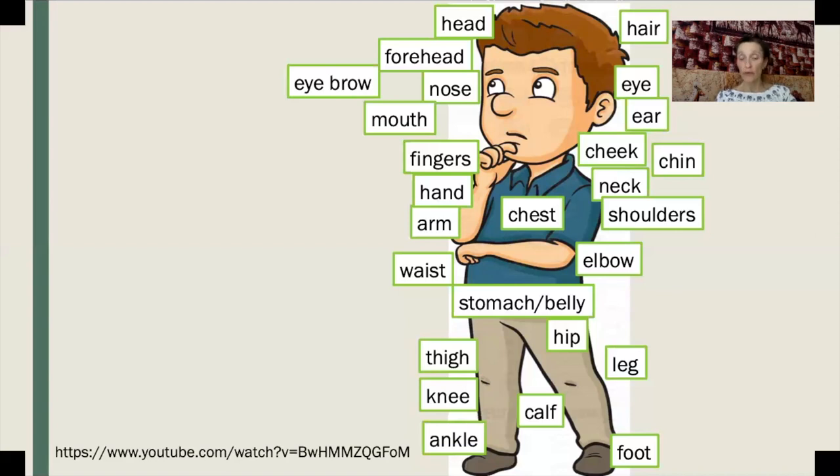So I'm going to go through this vocabulary. You can say that with me or just listen. And the words will animate a little bit so you'll see what I'm talking about. So head. And this is all the head. Forehead. That's this part.